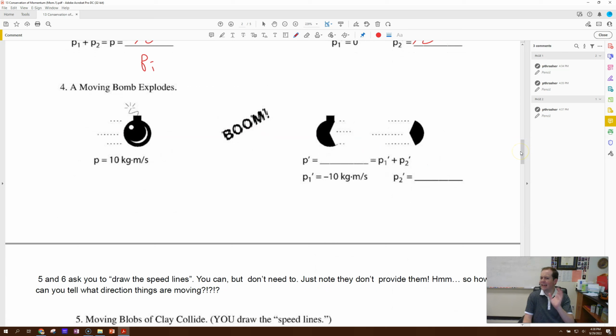All right, this one gets a little trickier, but just a little bit. Now the bomb was moving. It's like I threw a grenade. So it has some momentum. This is the momentum before. This is the momentum before. What's the momentum after? It has to be 10. It has to be the same thing.